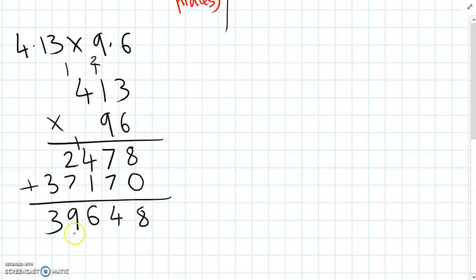So now this answer again is way too big, 39,000. Our answer should be about, we can estimate and say, round off 9 to 10 and round off 4.1 to 4. The answer should be about 40. And we need to put that decimal point back in again. So we had 1, 2, 3 decimal places in total. So we need 3 decimal places in our answer. The decimal point goes here. And 39, that's close to 40. So that's reasonable.